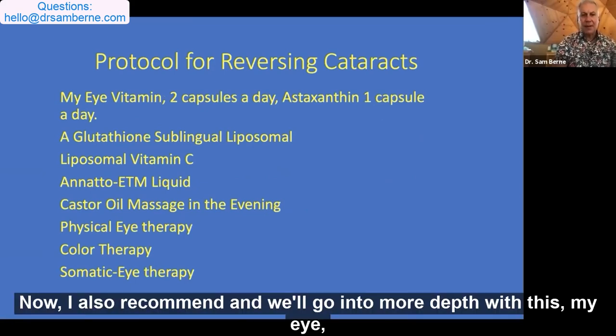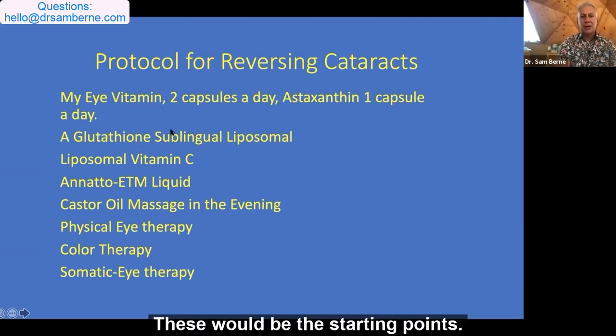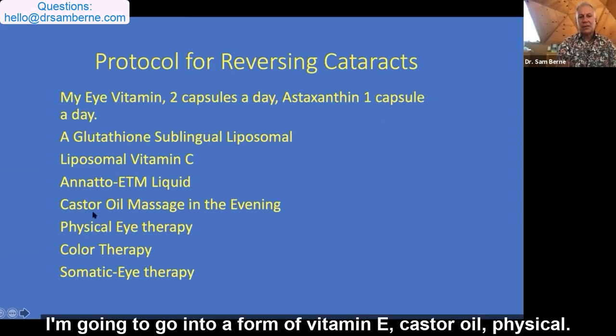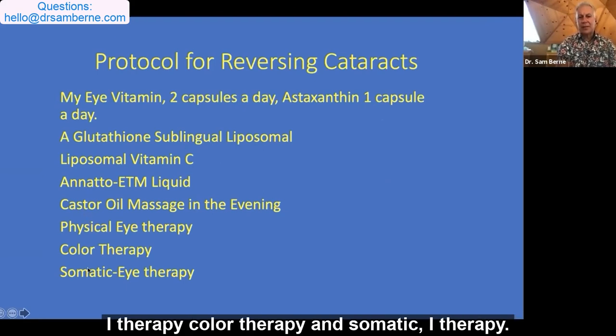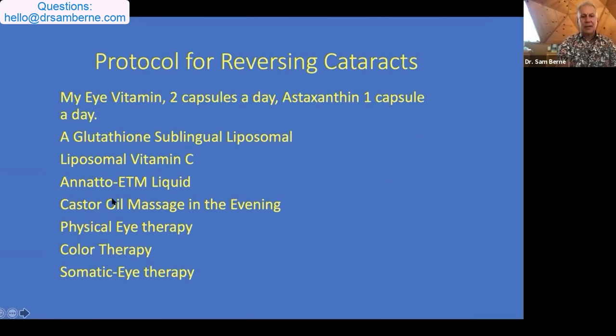Now, I also recommend, and we'll go into more depth with this, my eye vitamin, the astaxanthin, a glutathione sublingual, a liposomal vitamin C. These would be the starting points. I'm going to go into a form of vitamin E, castor oil, physical eye therapy, color therapy, and somatic eye therapy. So we're going to talk about these things. Let's start with the castor oil.